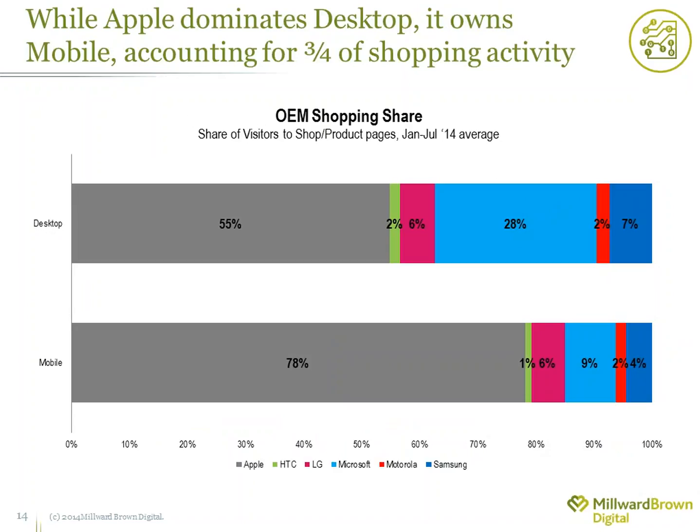If we look at that in terms of share, while you can see that Apple clearly is the biggest player on the desktop, here we really see that it owns the mobile side. So over 3/4 of the shopping activity that we saw happening from January through July on mobile devices for these brands was at Apple. And this slide also really shows you where Microsoft does a great job at getting almost 30% of the share of shopping traffic on desktop, but then only gets around 9% of the share on a mobile device, where most of that additional activity is pushed towards Apple instead.